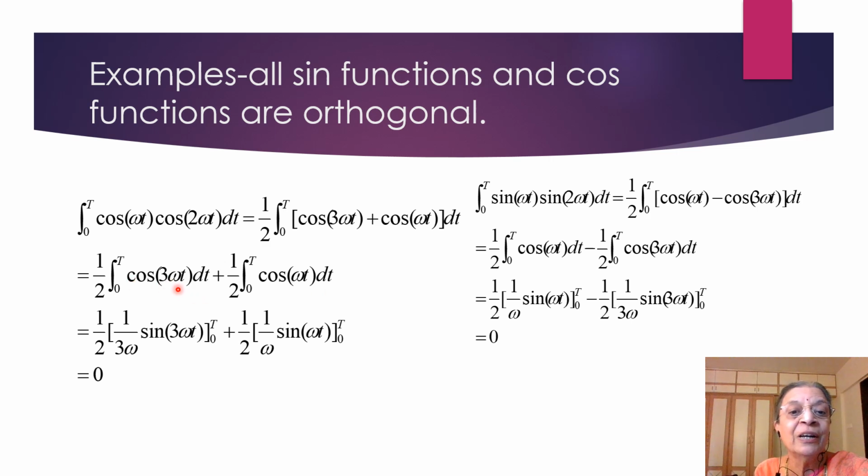Cos 3 omega t integration will be sine 3 omega t divided by 3 omega. Cos omega t integration will be sine omega t divided by omega. When we integrate over one complete cycle, any sine function or cosine function will give you 0. Similarly, if we consider these two functions, sine omega t and sine 2 omega t, again if we decompose sine omega t into sine 2 omega t, we will get cos omega t minus cos 3 omega t. And when we integrate over one complete cycle, either it is a sine function or a cosine function, it should give you 0.